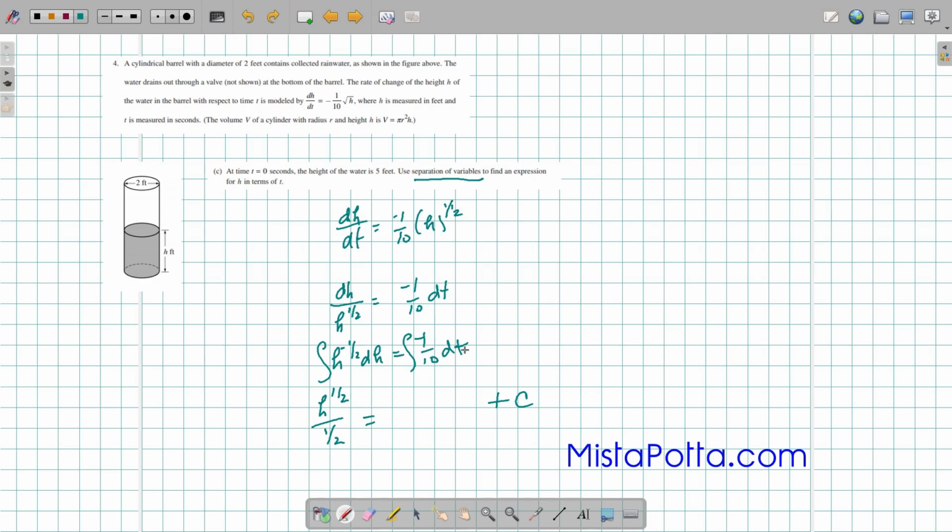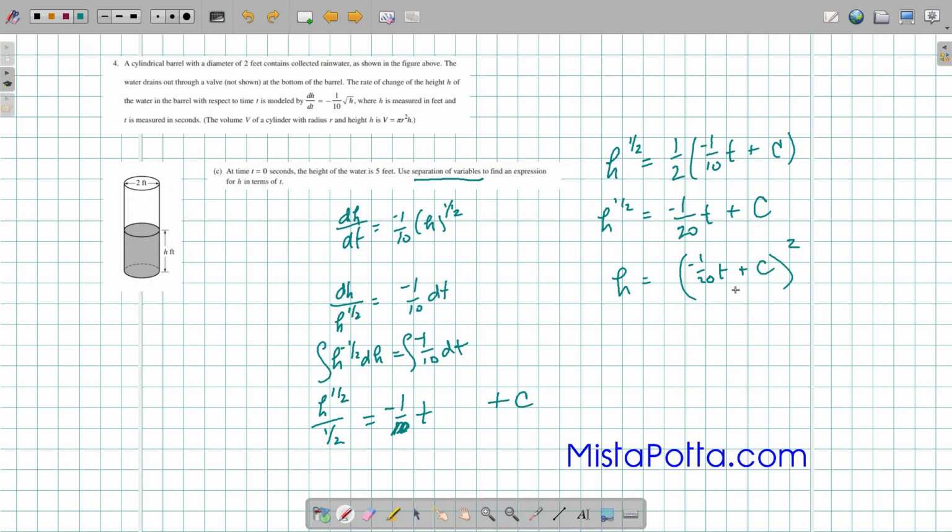The integral of a constant times dt is going to be that same constant times t. And so I need to solve for h. So I'm going to multiply everything times 1/2. So I've got h to the 1/2 equals 1/2 times negative 1/10 t plus a constant. But this is really just negative 1/20 t plus some other constant. And that's h to the 1/2 power, so h is going to be this squared. So negative 1/20 t plus a constant, squared.